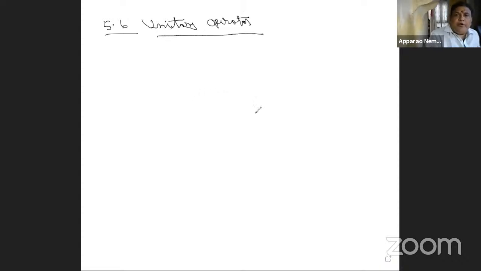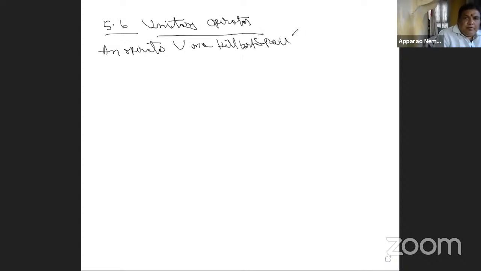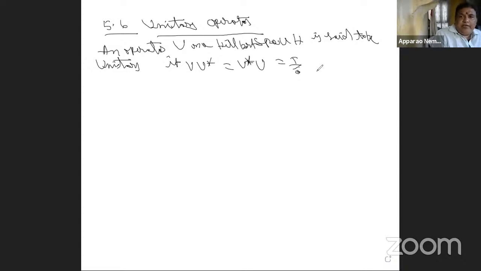Unitary operator. An operator U on a Hilbert space H is said to be unitary if U star U equals U U star equals I, where I means identity.